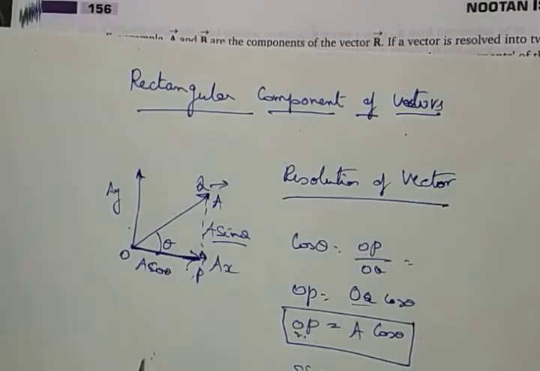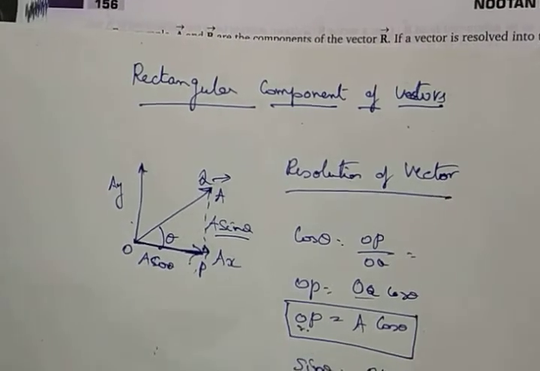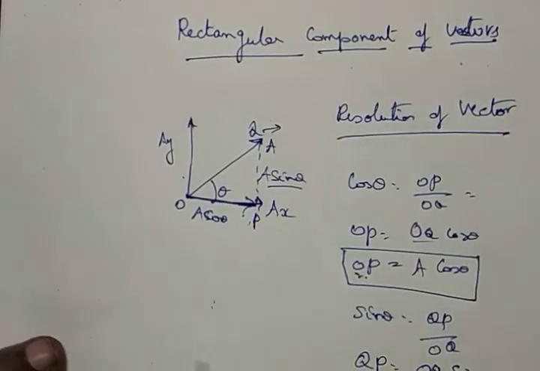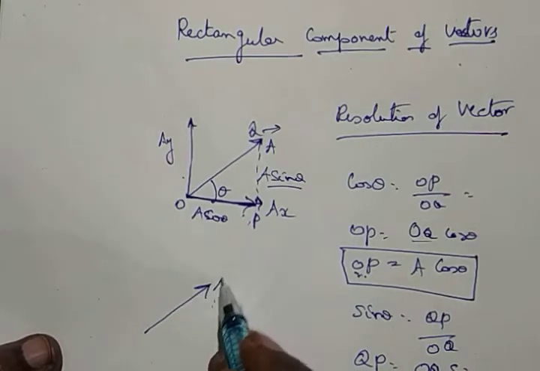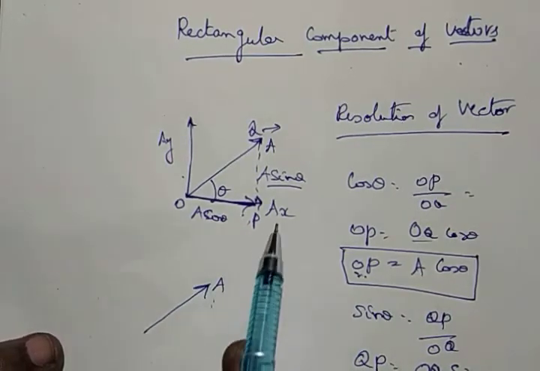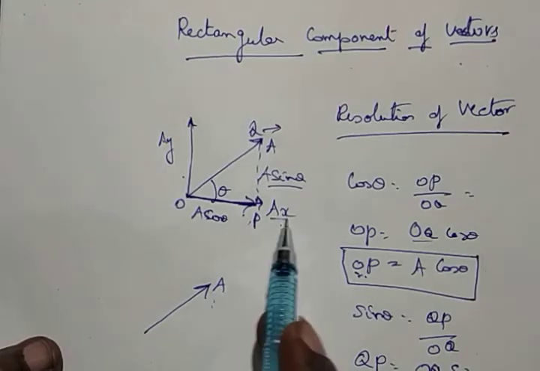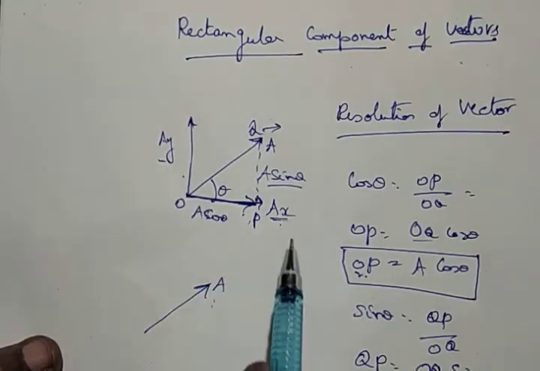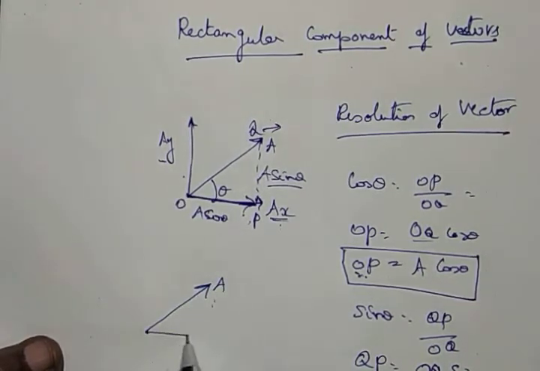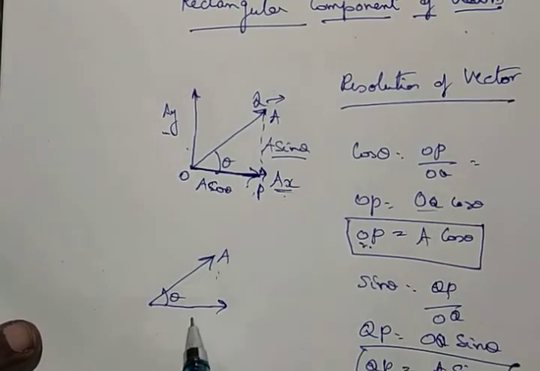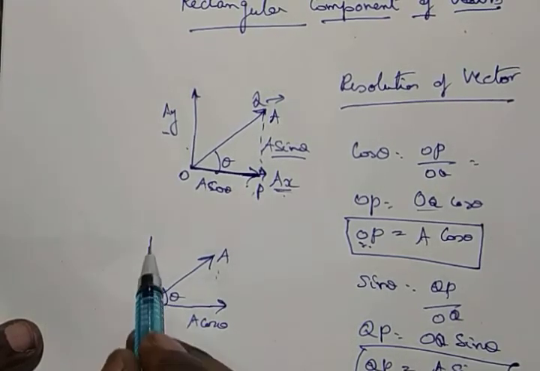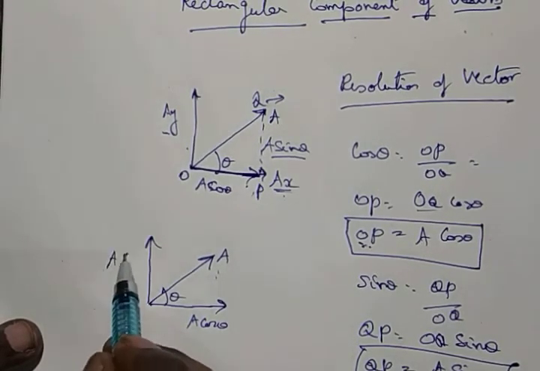So in the rectangular components, whenever we take components of vector A, we can say either AX and AY. But AX and AY is just a representation. What it has actually become is that the lower part has become A cos theta, and the top part, the perpendicular part, has become A sin theta.